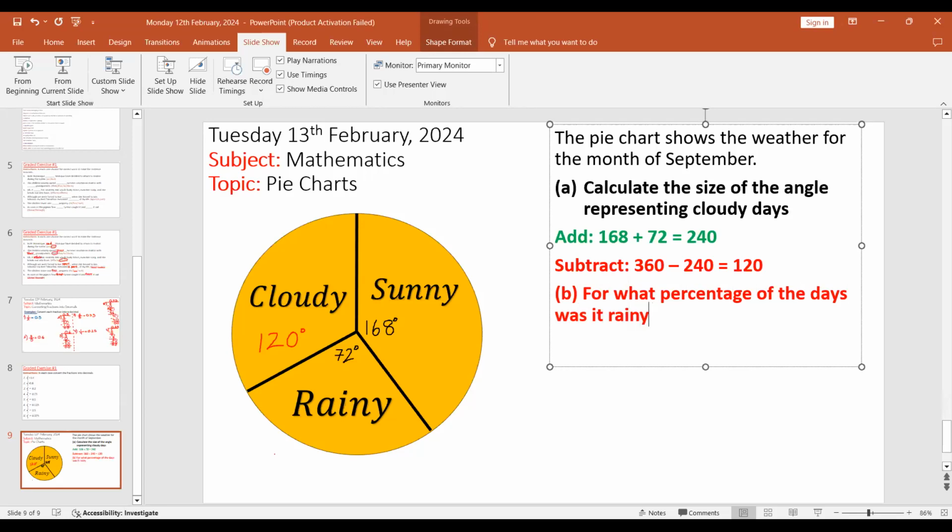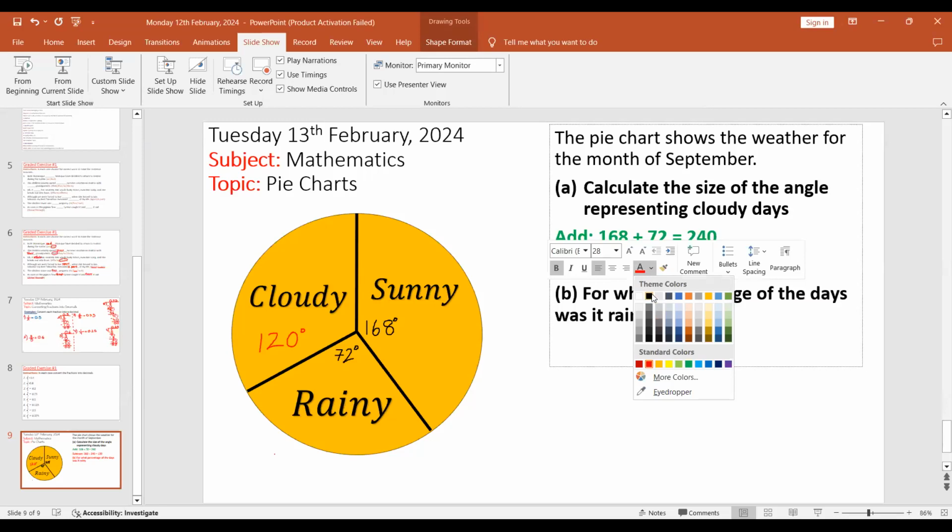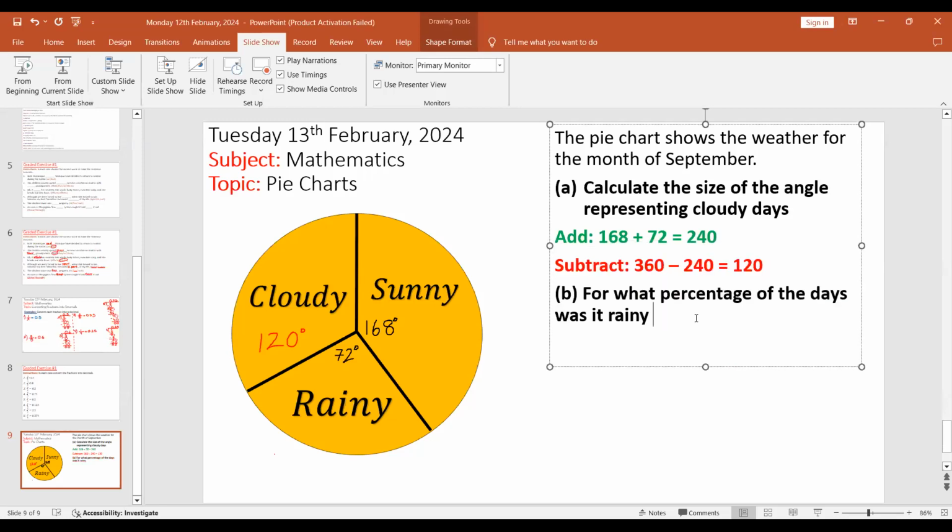What percentage of the days was it raining? Very good question. Anyone can answer this. I think you must add all 140 plus 120. Nope, definitely not. Anyone? You might have to subtract 72 from 360. No. They say for what percentage?